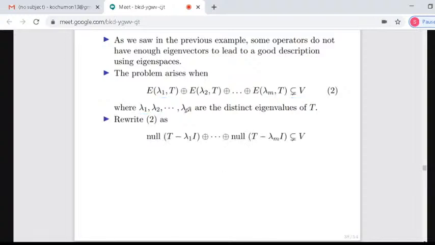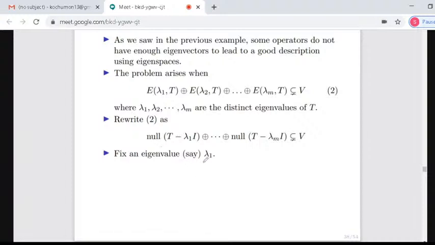Now, this is by definition. Just use the definition of E lambda for T, you get this one plus etc., plus null space of T minus lambda m identity is a strict subspace of V. This is the problem. If this is the situation, you cannot do anything. You cannot diagonalize. That is what we know. What more can we do?